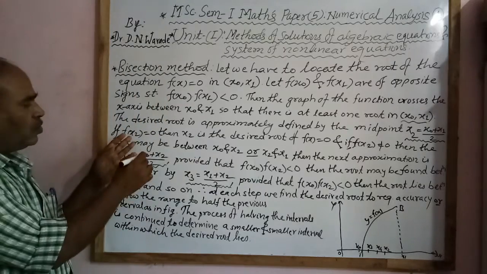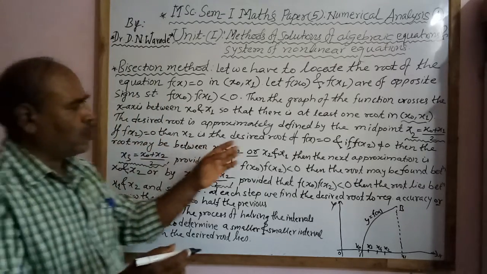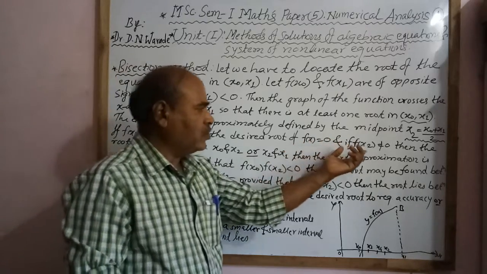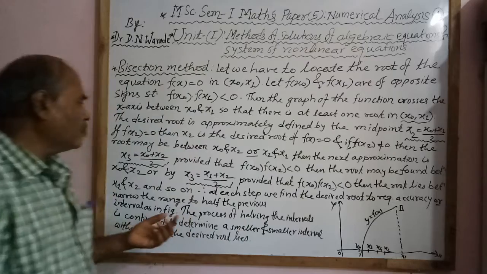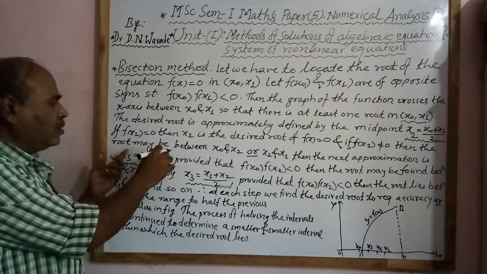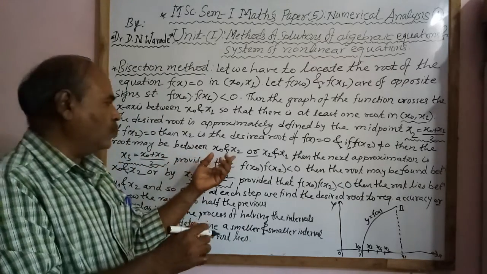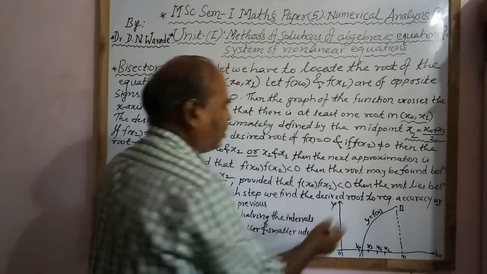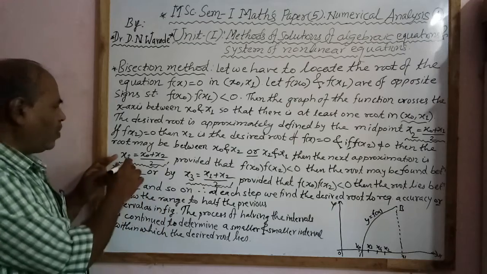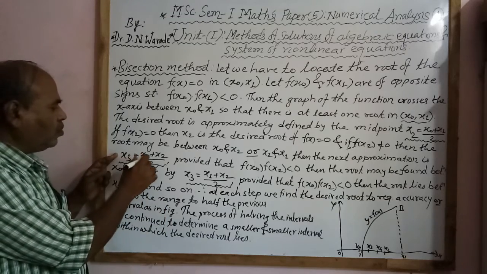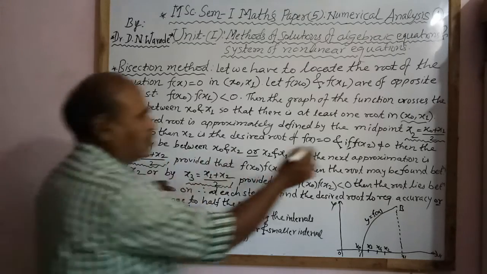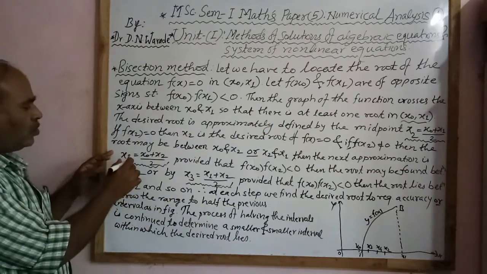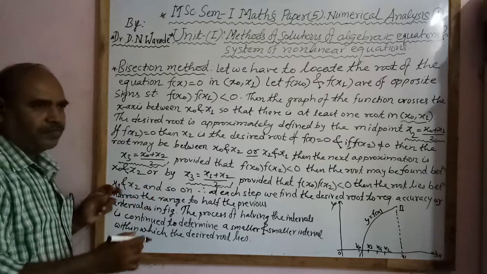If f(x2) = 0, then x2 is the desired root of the equation f(x) = 0. And if f(x2) is not equal to 0, then the root may be between x0 and x2, or between x2 and x1. Then the next approximation is x3 = (x0 + x2)/2, where x2 is given by (x0 + x1)/2.